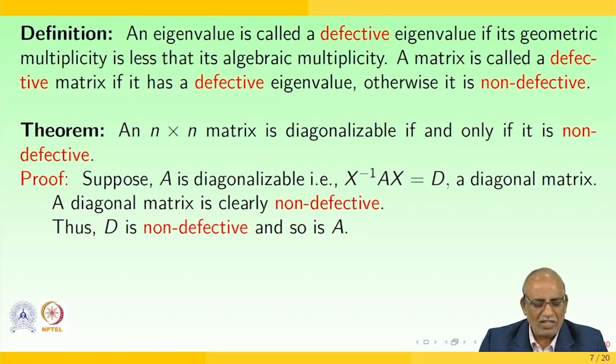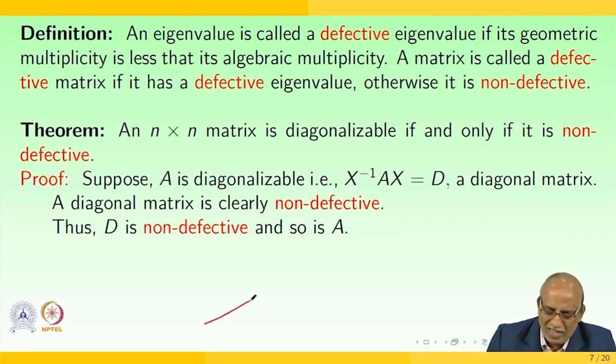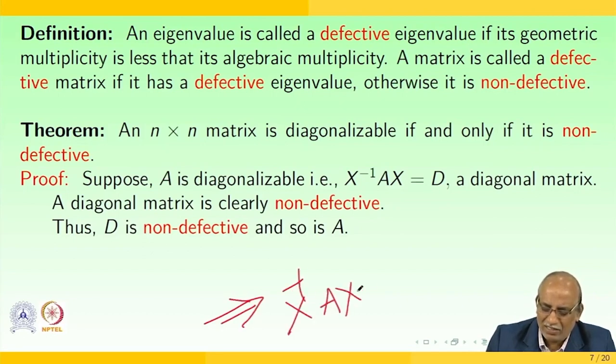So, let us start with the proof. Suppose A is a diagonalizable matrix. Then there exists a matrix X such that X inverse AX is equal to D.